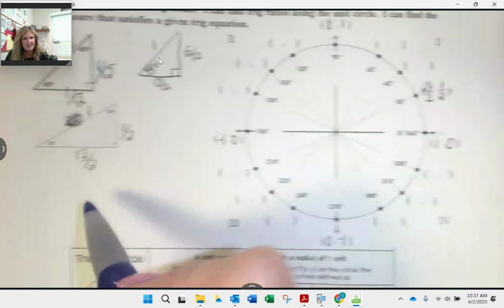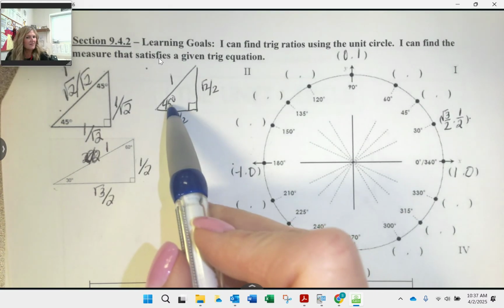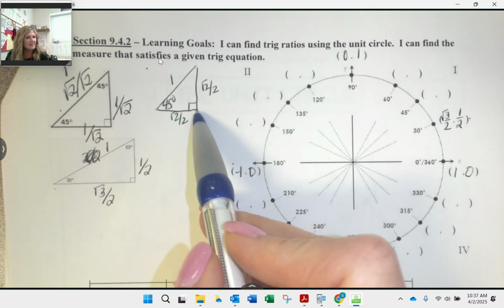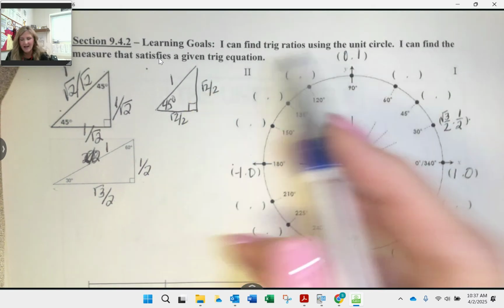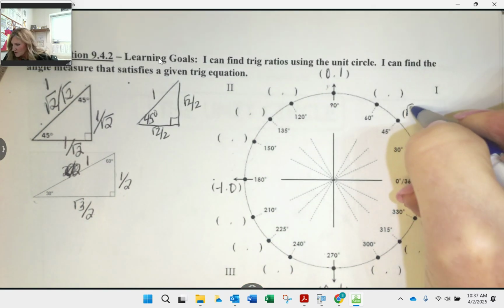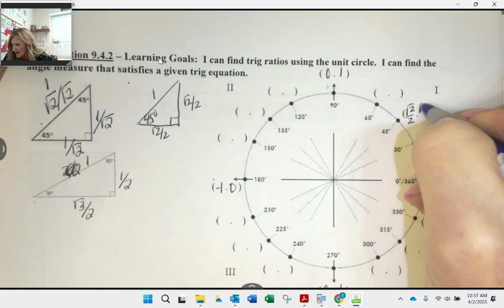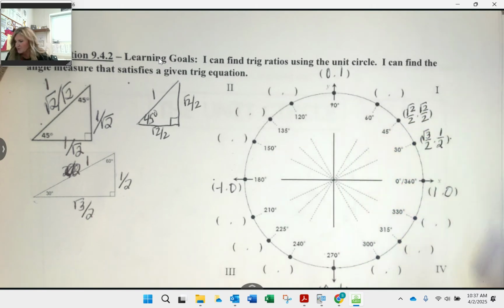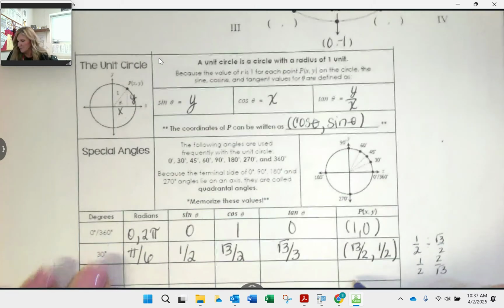Okay, 45 degrees. Well, look at our 45 degrees. It's going to go x, y. Here's our x, radical 2 over 2, radical 2 over 2. There's our point.